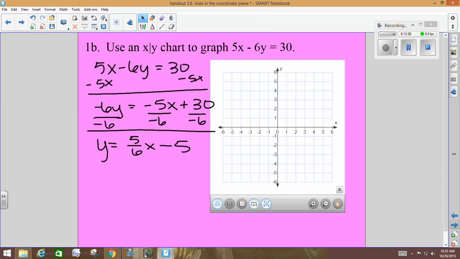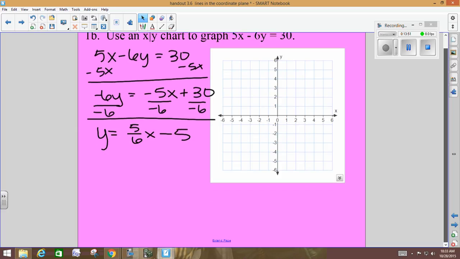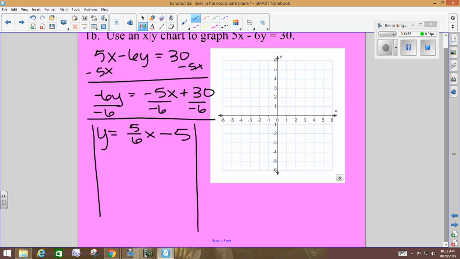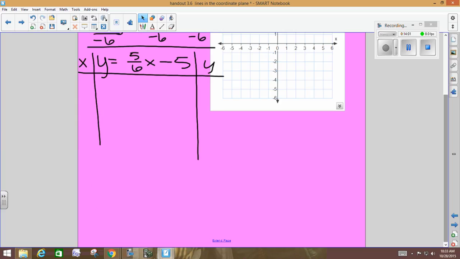And you should get y equals 5/6 x minus 5. Then, after you solve it for y, you make your chart. Pick 3 x values. 0, best one. You can pick 2. If it were me doing this, I would not pick 2.